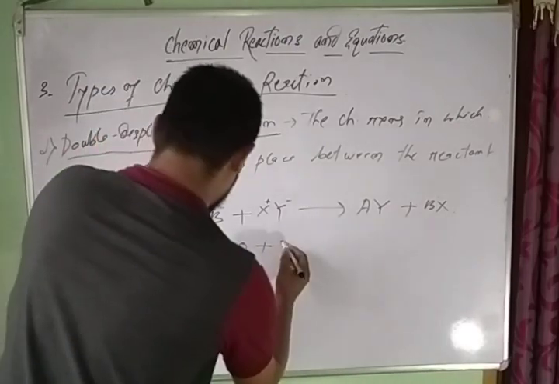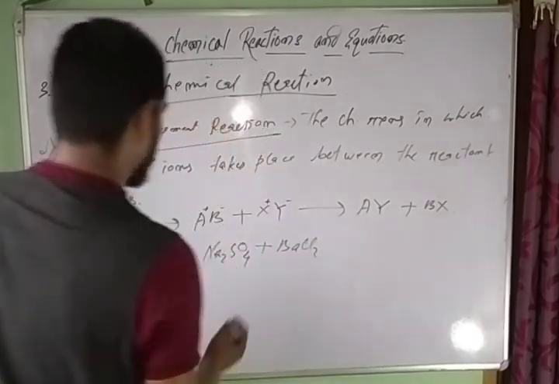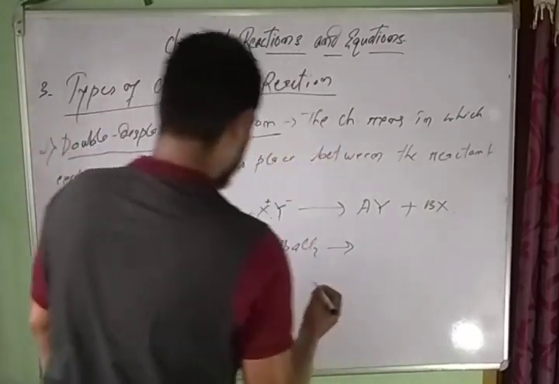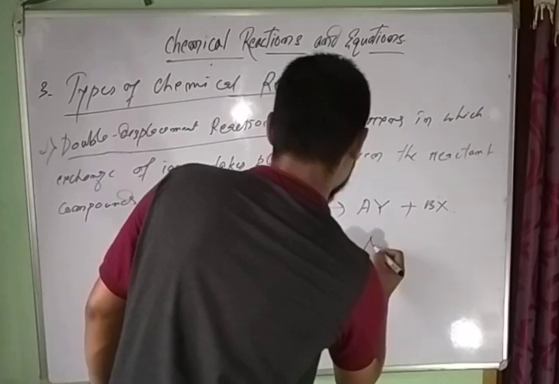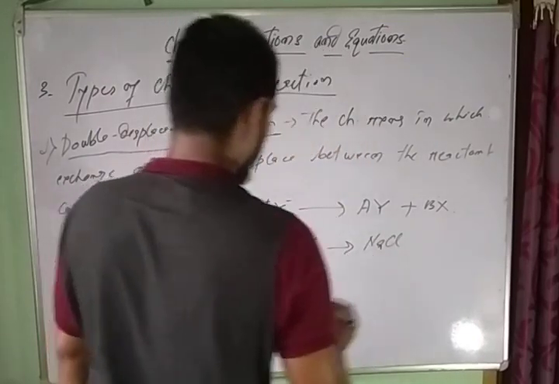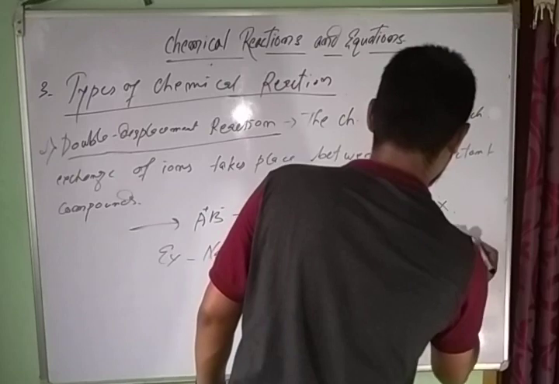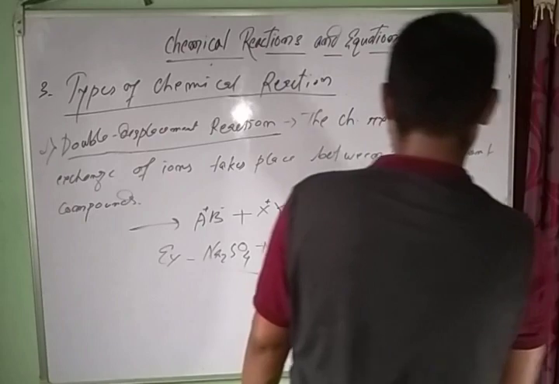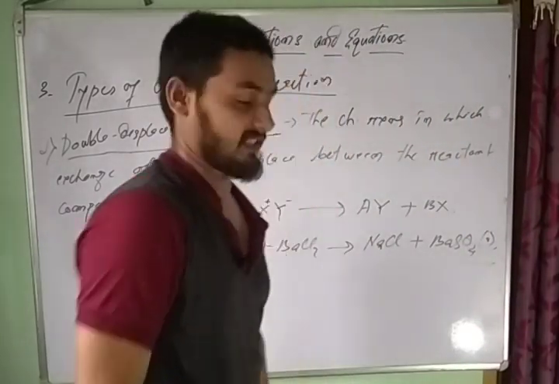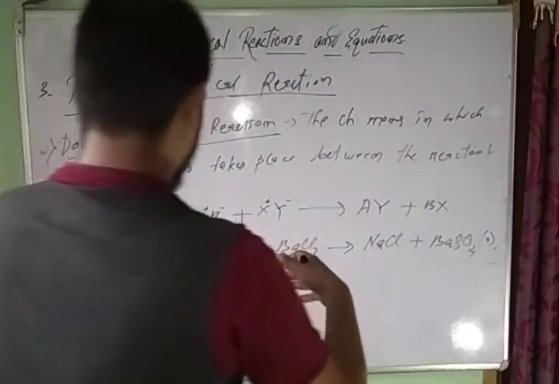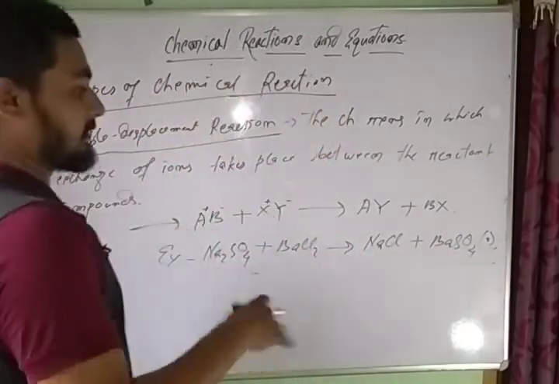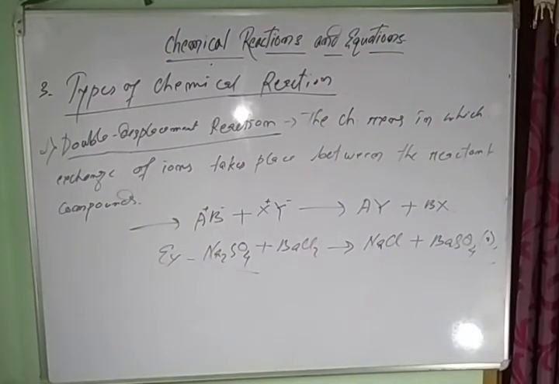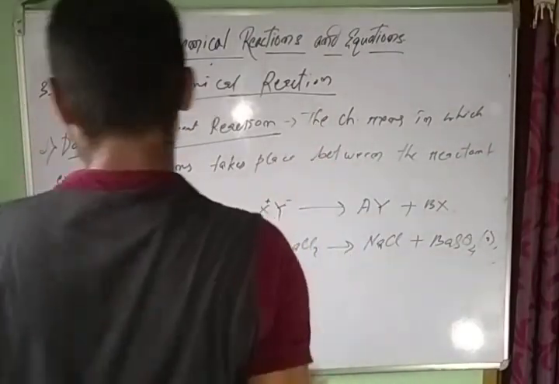Na2SO4 plus BaCl2. Sodium sulfate, when it reacts with barium chloride, forms NaCl plus BaSO4, barium sulfate. And this barium sulfate will appear as a precipitate. That is, this will not dissolve. It will be found in solid form. So this is called double displacement.